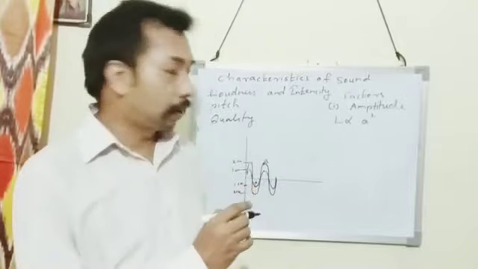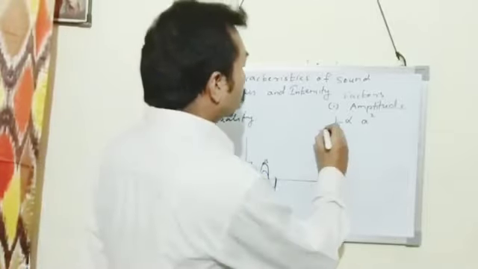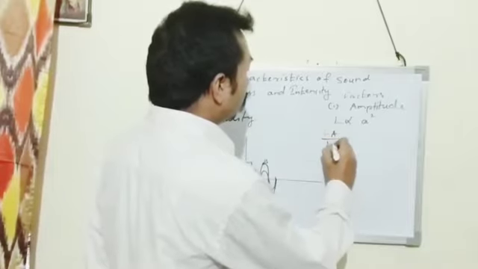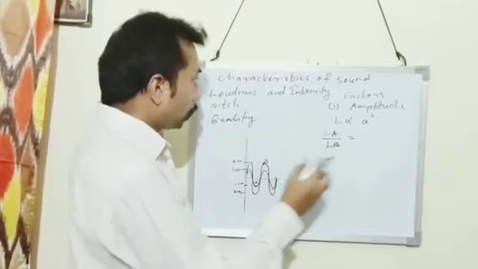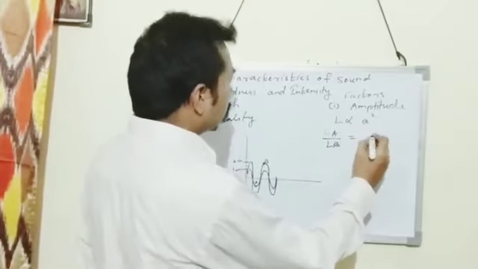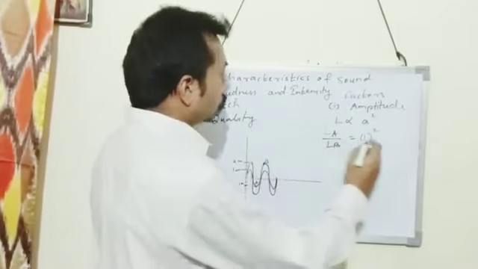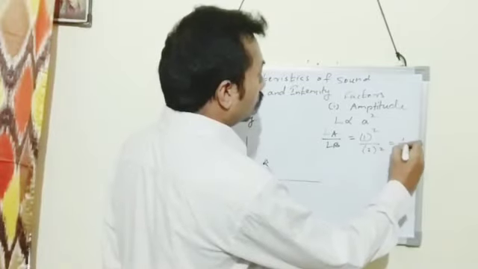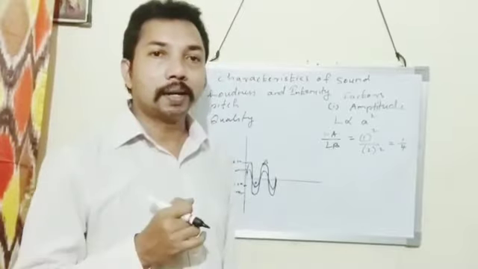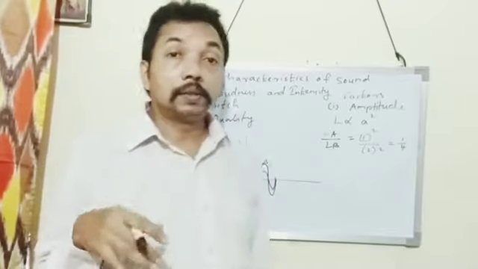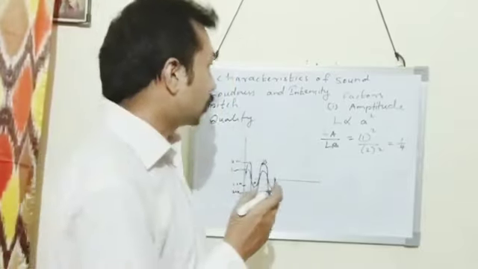We have to compare their loudness. So loudness of A upon loudness of B is equal to the square of the amplitude of A, 1 square, upon the square of the amplitude of B, 2 square, which is equal to 1 by 4. Loudness of A to loudness of B is 1 to 4. So loudness is directly proportional to the square of the amplitude. This is one of the factors.